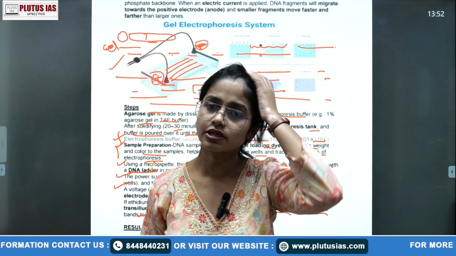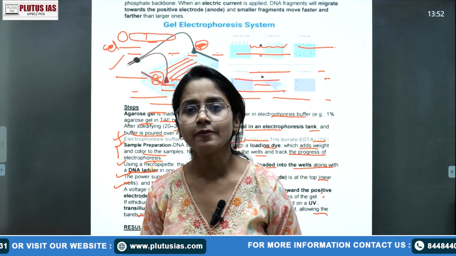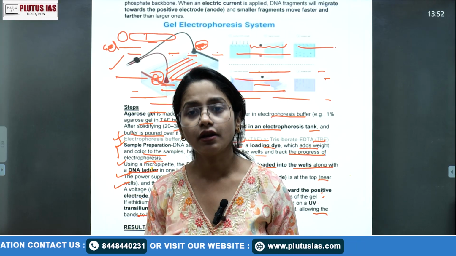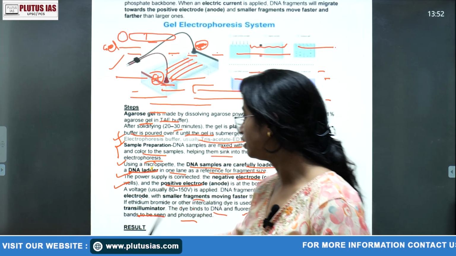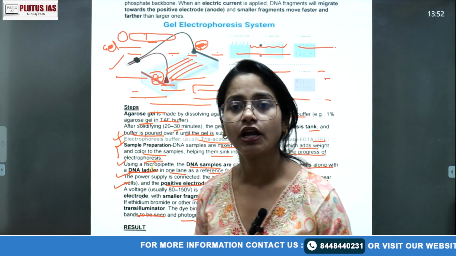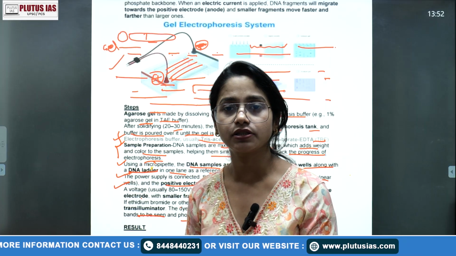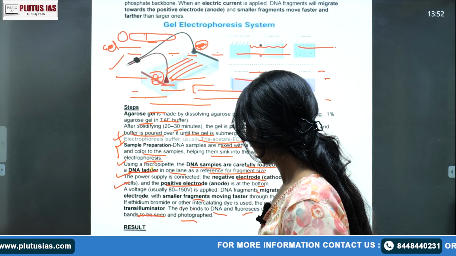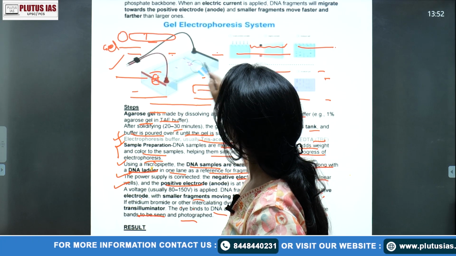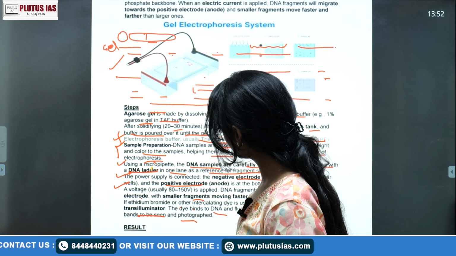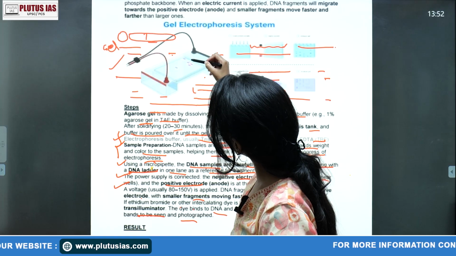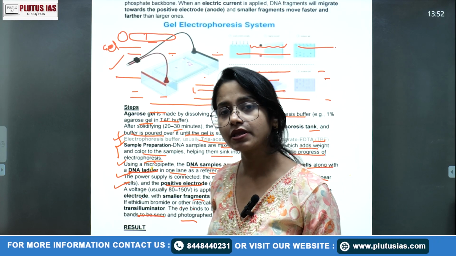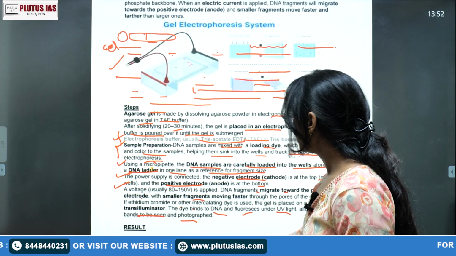How will you see them? Because the DNA molecules are, of course, small. The DNA molecules are colored with the specific kind of dye, and due to that dye, when you look in the UV illuminator, there are different bands. If you see here, you can see that this is one fragment, this is another fragment, and this is the sum of the fragments. So the result can be seen in the presence of the UV illuminator.